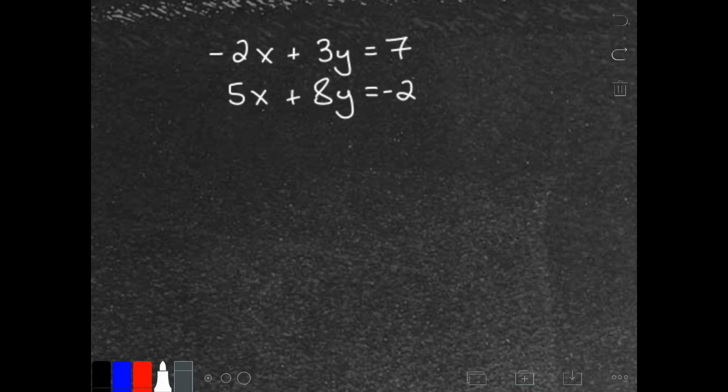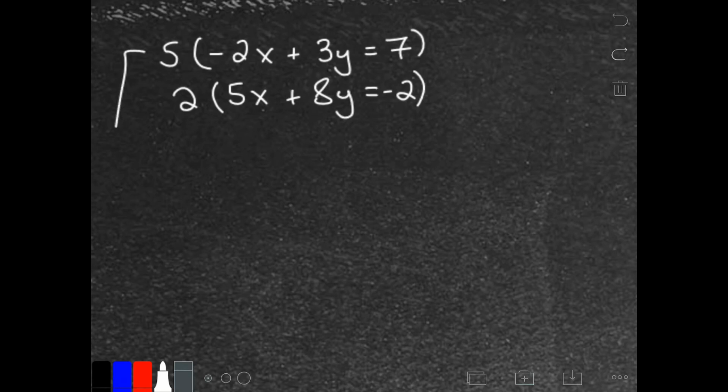So 2 and 5, there's nothing I can multiply 2 by to get me to 5. There's nothing I can multiply 3 by to get me to 8. So I need to think, what's a common multiple of 2 and 5? Well, I could get that to 10. Or I could multiply the 3 times 8 and the 8 times 3 to get me to 24. But those numbers are a little bit bigger. So let's go ahead and multiply the first equation by 5 to give me negative 10x, and the second equation by 2 to give me 10x.